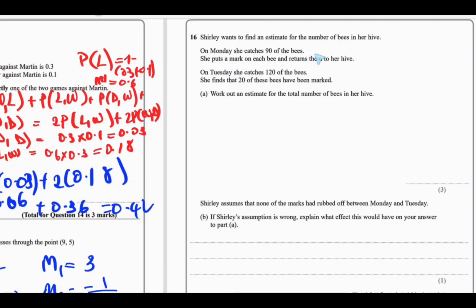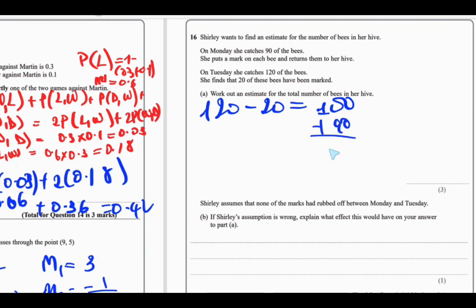So on Monday, she catches 90. She puts a mark on each bee and returns them. So that will be 120 minus the 20 which have already been marked. So that means there's actually a total of 100 of them for Tuesday. Now she has to add it on to the one that she got on Monday, which is 90.